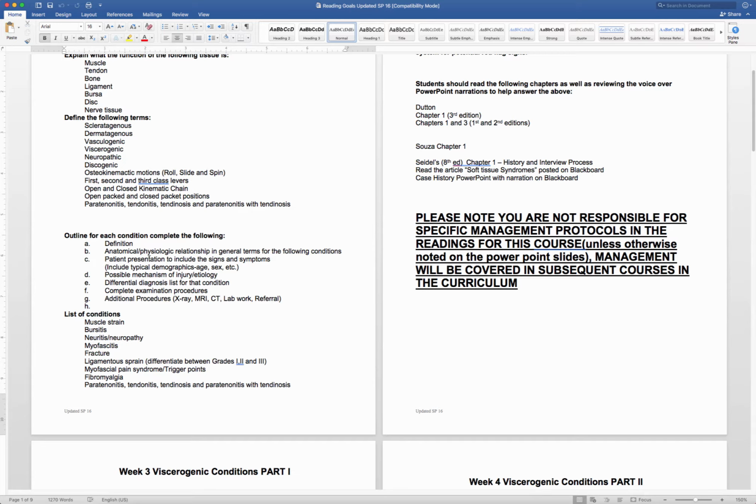Then look at bursitis, neuritis, neuropathy. So you'd want to define it. You want to figure out what its anatomical relationship is. What would a mechanism of injury of a muscle strain be, or that of bursitis? What differential diagnosis for a muscle strain? What else could we be thinking about? We want to then come up with a complete exam procedure for each of those, as well as what additional procedures, would X-ray, MRI, lab work, referral be needed for those conditions?